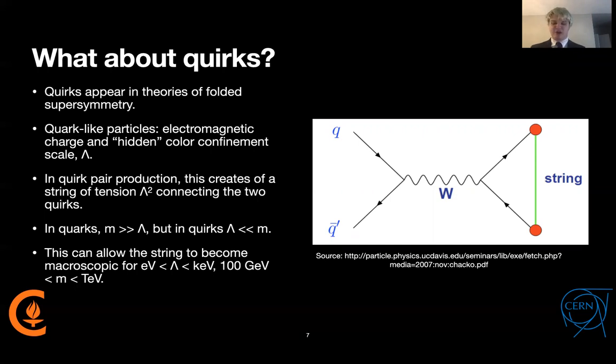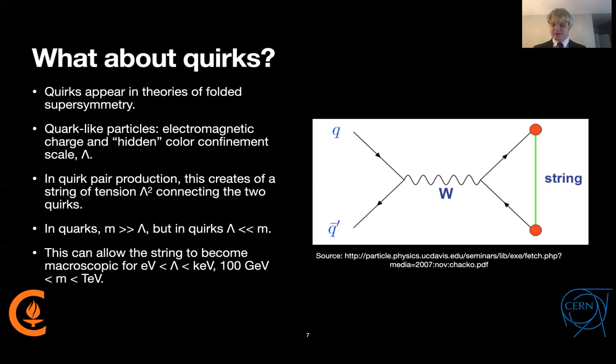Quirks can be thought of as very similar to quarks. They have electromagnetic charge under the standard model, but they have their own form of color confinement that is separate from that of quarks. We call this scale lambda. This scale has different properties than that of quarks, particularly in the energy of the confinement scale versus the energy of the particle mass. Quirks have the mass scale much greater than the confinement scale, while quarks have a mass scale being much less. Viewing this through the lens of string theory shows how this is relevant.